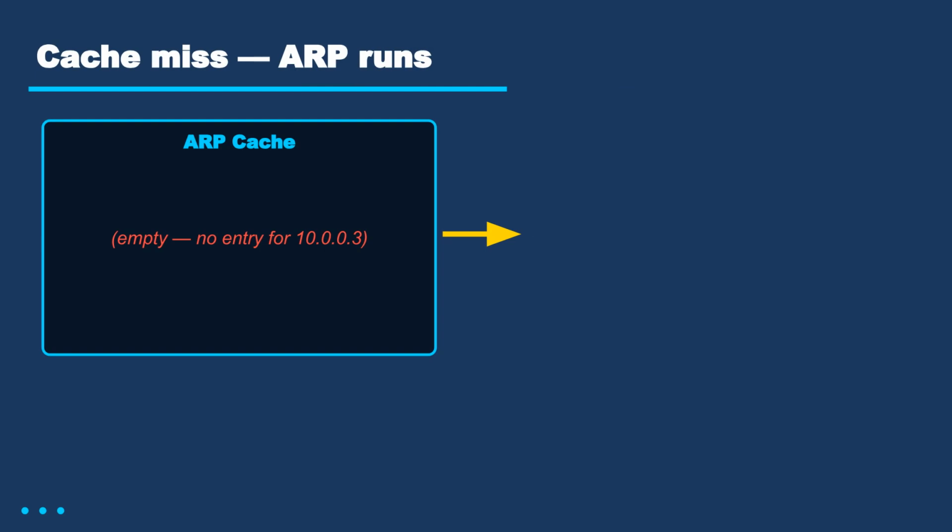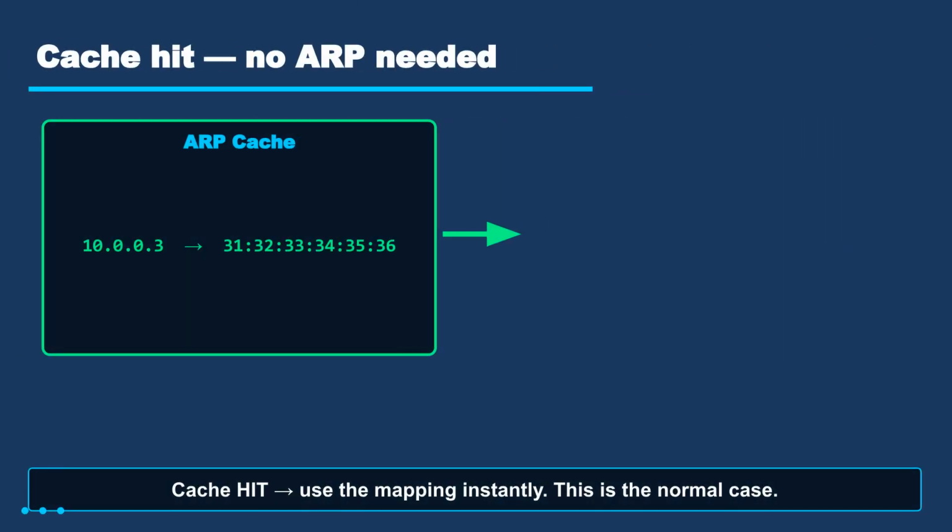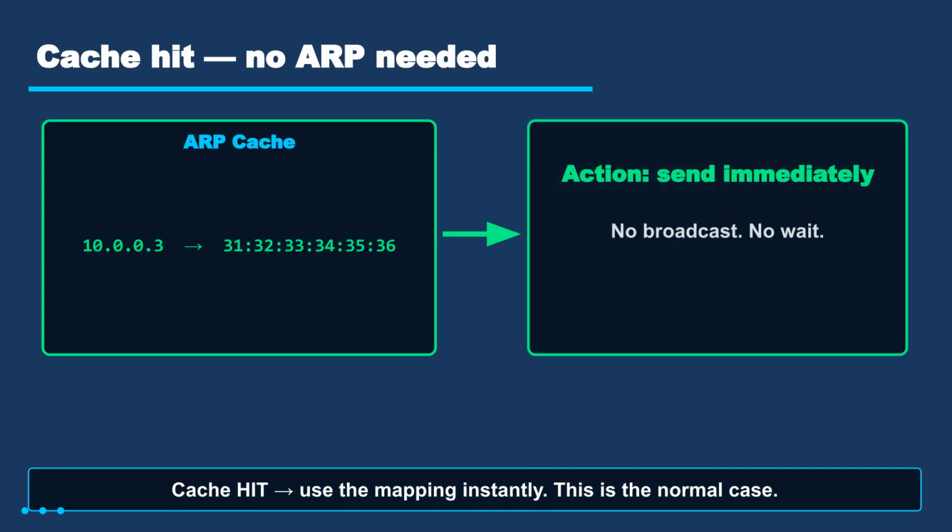The first time H1 talks to H3, the cache is empty. ARP fires. The round trip is about a millisecond on a local area network. The next time H1 talks to H3, the cache already has the answer. No broadcast. Lookup is nearly instant. This is the common case.